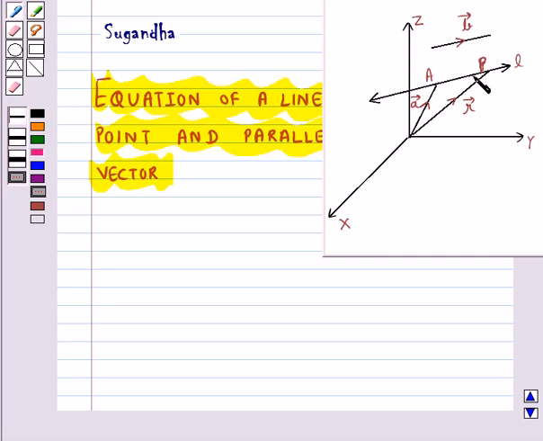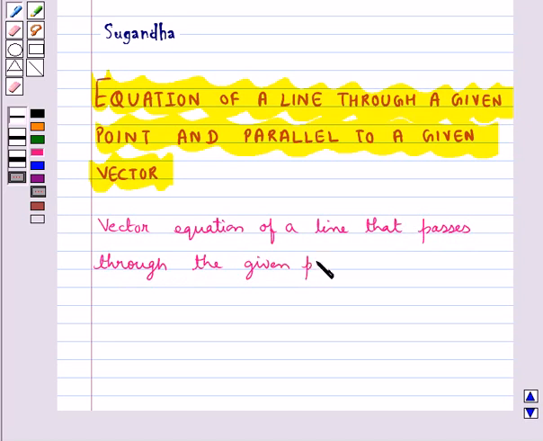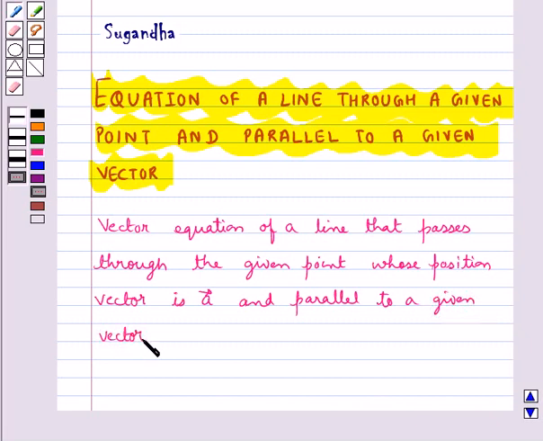Let r be the position vector of a point P on the line. Then we have the vector equation of a line that passes through the given point whose position vector is vector a and parallel to a given vector b, given by vector r equal to vector a plus lambda into vector b.